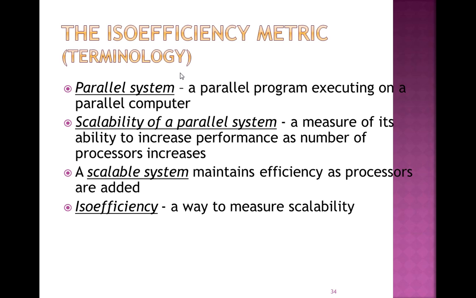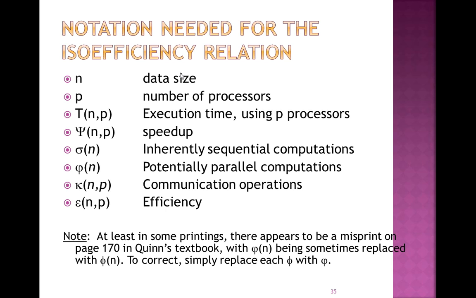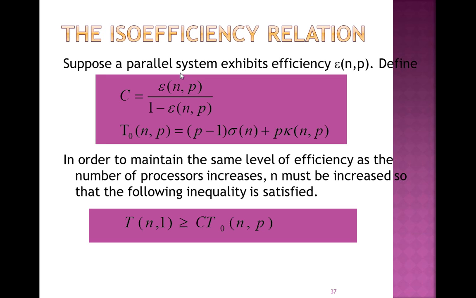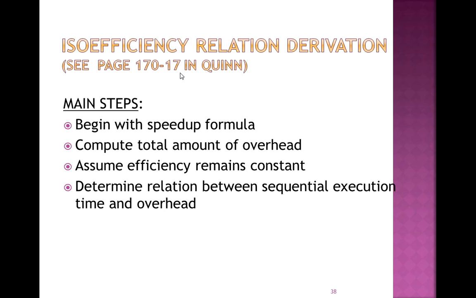Then we have also studied the isoefficiency metric, that is, the terminology used for the isoefficiency metric. What are the terminologies used? One is parallel system. Next is scalability of a parallel system. Next, scalable system, and then isoefficiency. These are the notations used in isoefficiency: n, p, T, omega, phi, K, sigma. And this is the description: T0 is the total time spent, T0 equals, this is the formula, this is the isoefficiency relation.